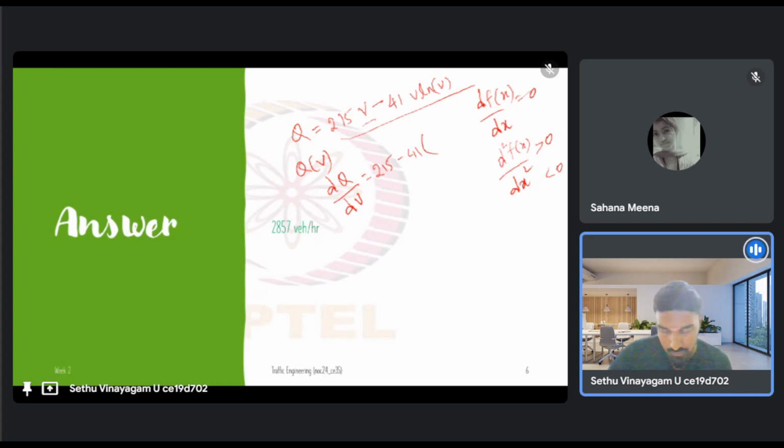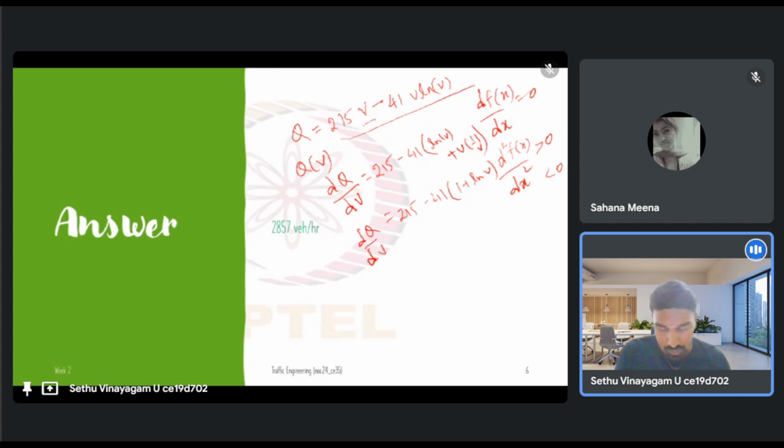The differential of v is just 1, so it is log v, plus, what is the differential of log v? It is 1 by v. So v into 1 by v, right? We have just differentiated this. If we simplify it, it will become 215 minus 41 into, v into 1 by v will become 1, so it is just 1 plus log v. This is the differential of q with respect to v, right?